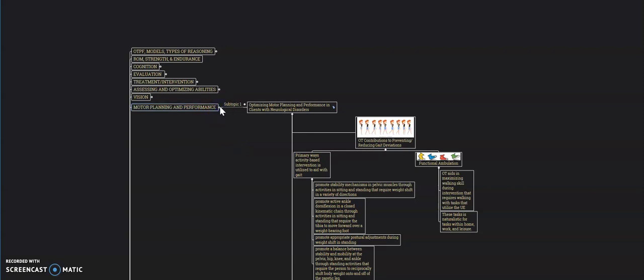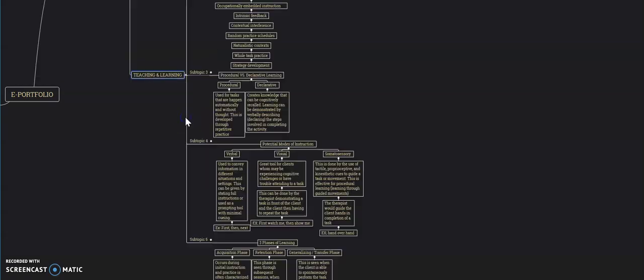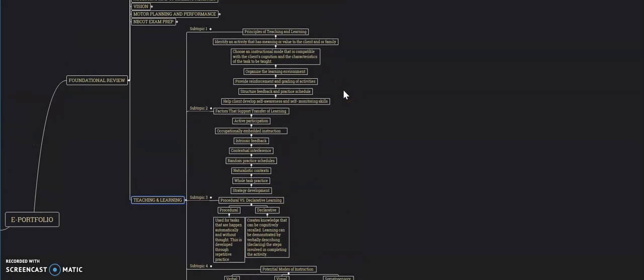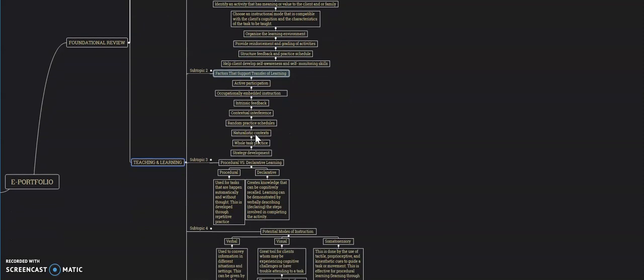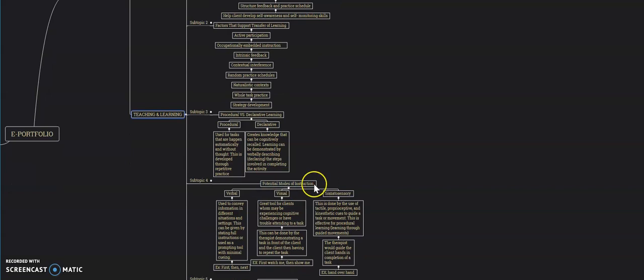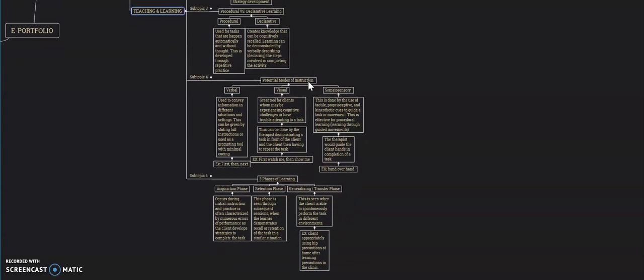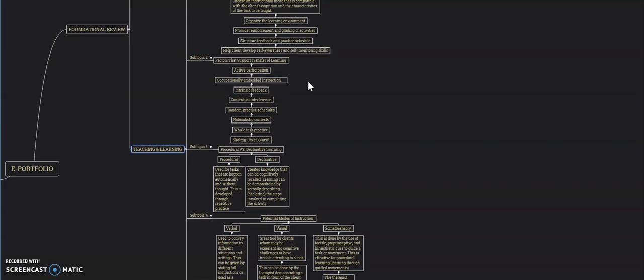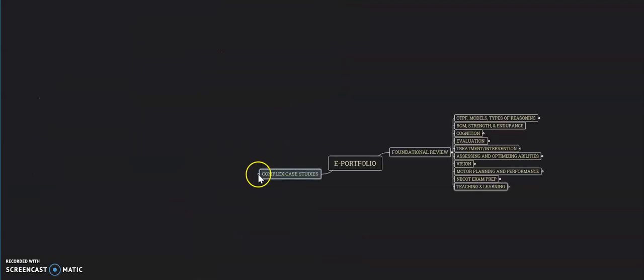And I have this teaching and learning topic: the principles, the factors, different types of learning, potential instruction, phases of learning. It's really an overview to go through the book about different types of learning. And then lastly, over on this other side right here, we have the complex case studies.